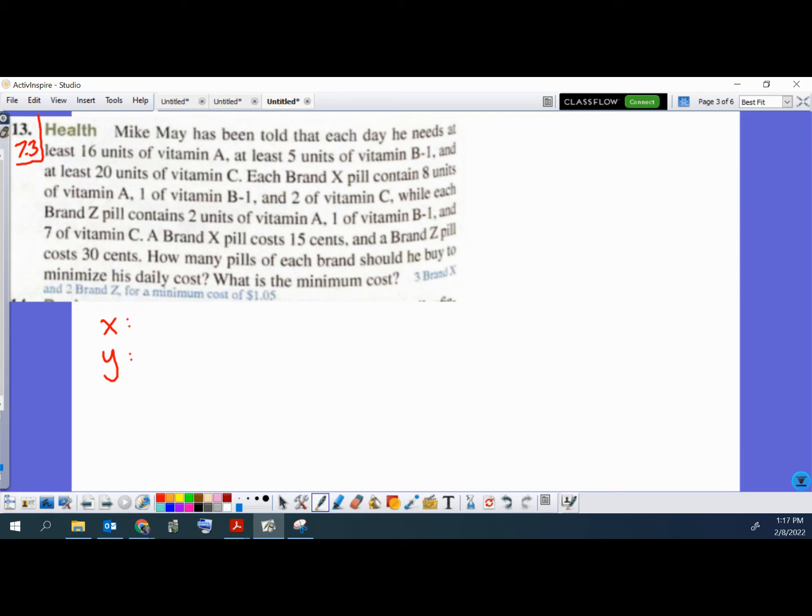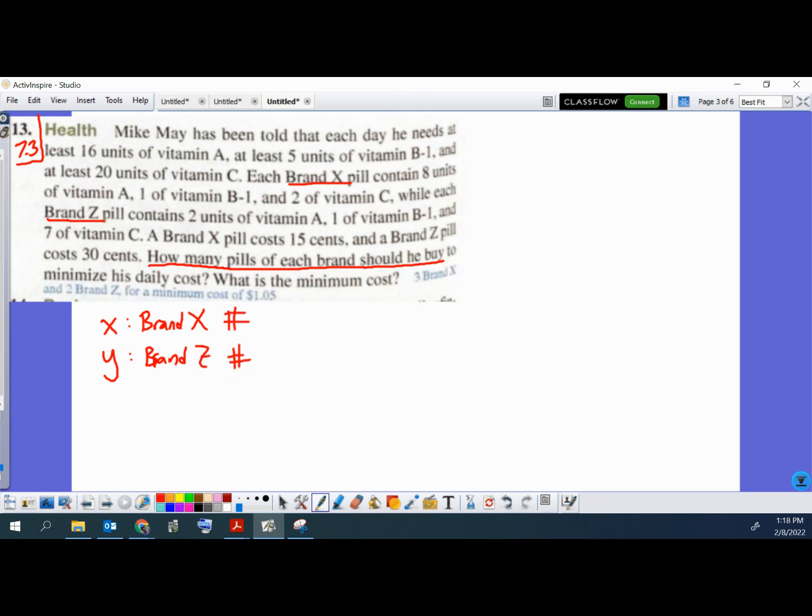But also, if you're trying to figure out what your variables should be and how many there are, read the question. How many pills of each brand should he buy? That's the question. So to minimize daily cost. The brands are brand Z and brand X. And so those are what I'm going to use here. Brand X will be x, number of brand X pills. And brand Z will be y. That'll be the number of brand Z pills. It's the number of pills.